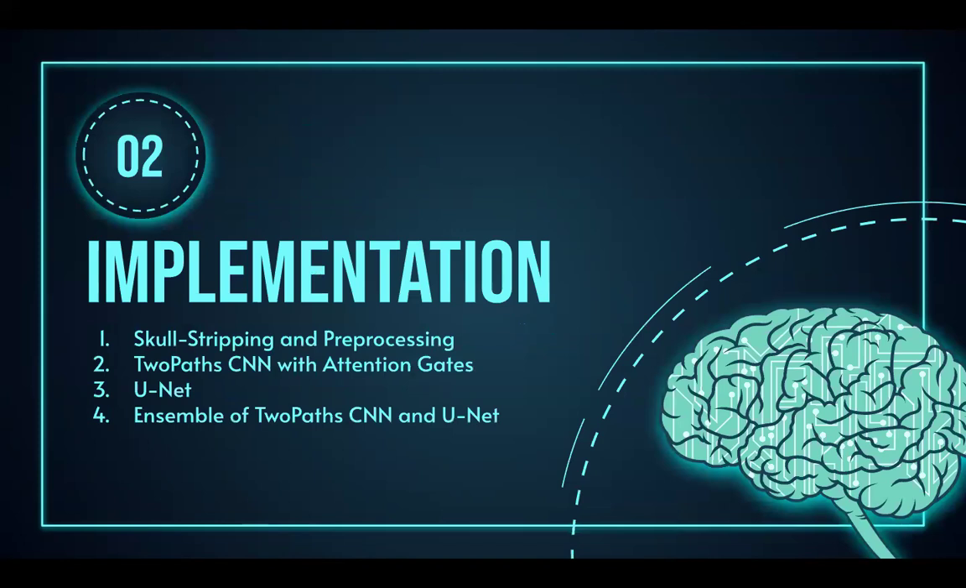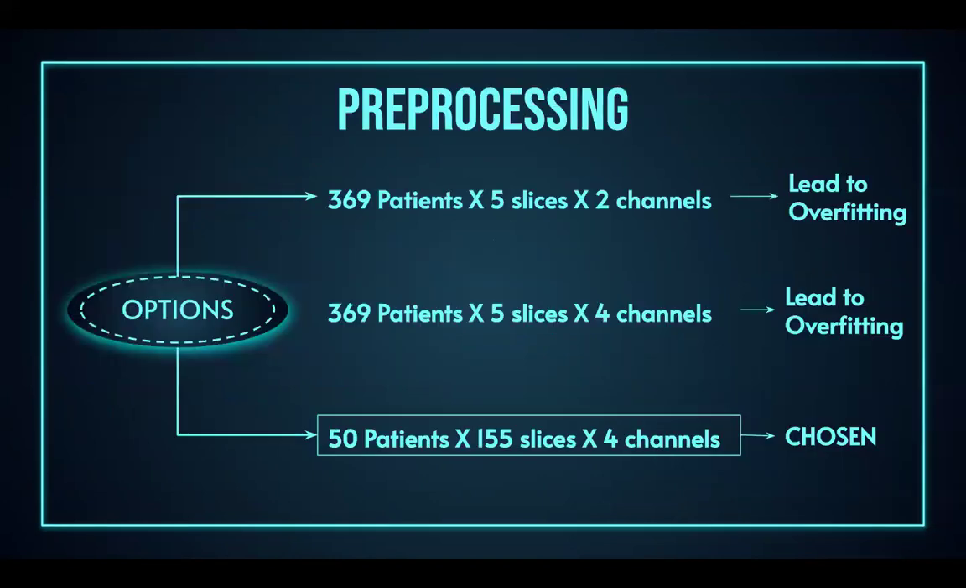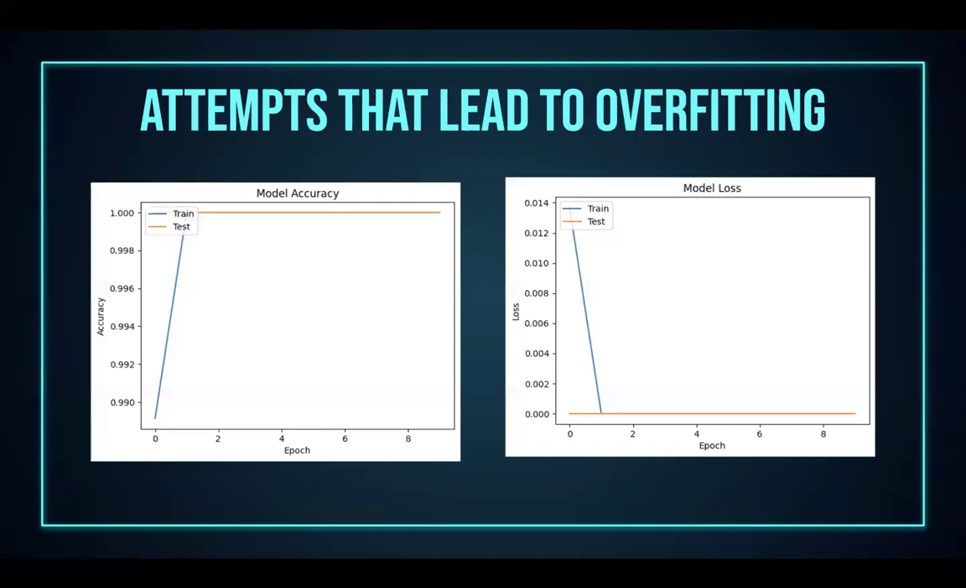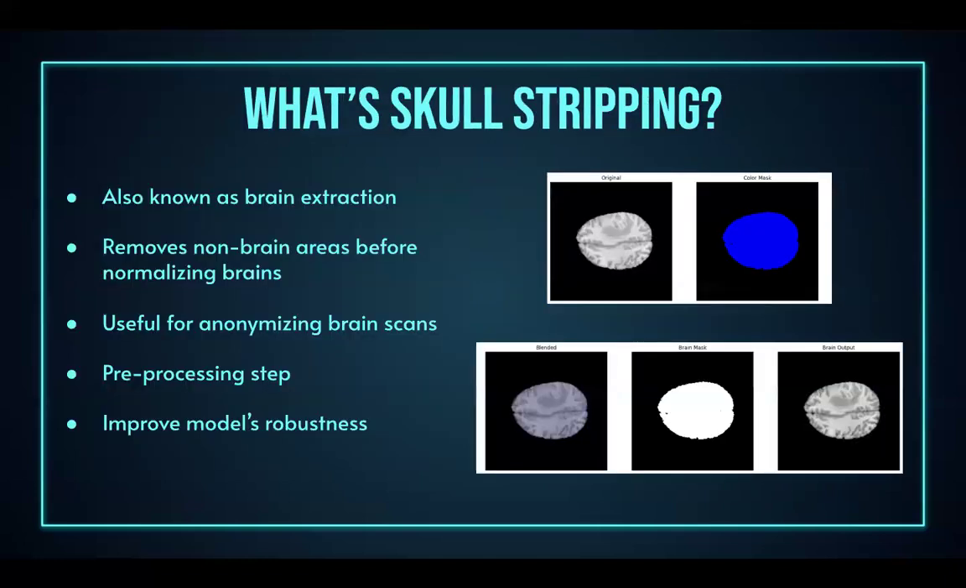After that, for our implementation, we did pre-processing, the baseline model, and then we did it with 2 attention gates, and then the U-Net and the ensemble of the 2 models. For our pre-processing, we had a few methods where we either limited the slices and channels, or the slices only, or the patients only, and we finally chose to limit the patients because the other results led to overfitting, and these are our graphs that show overfitting.